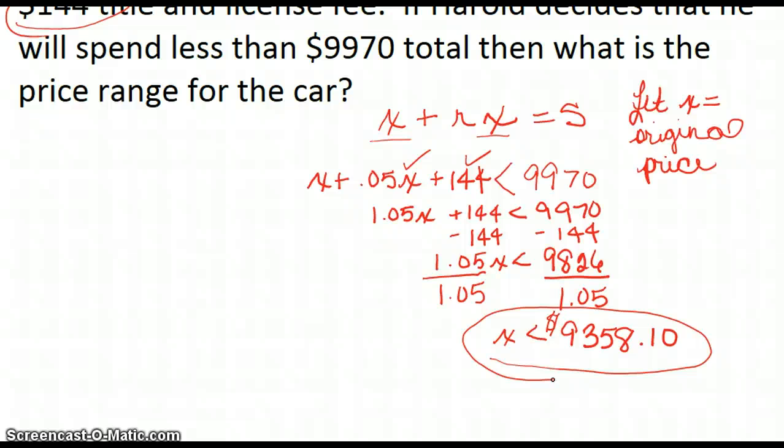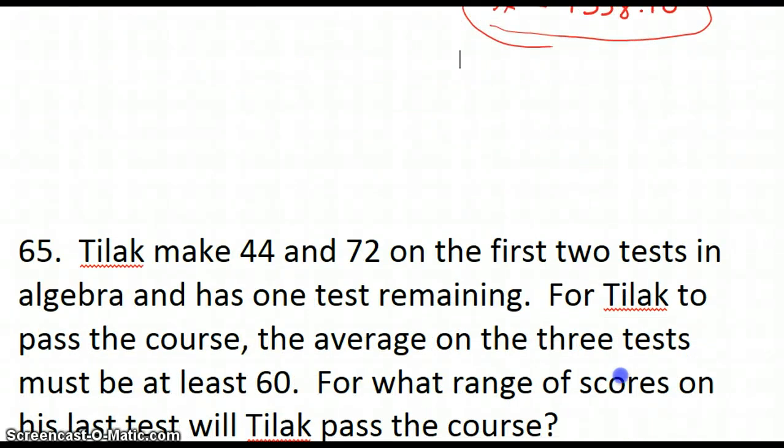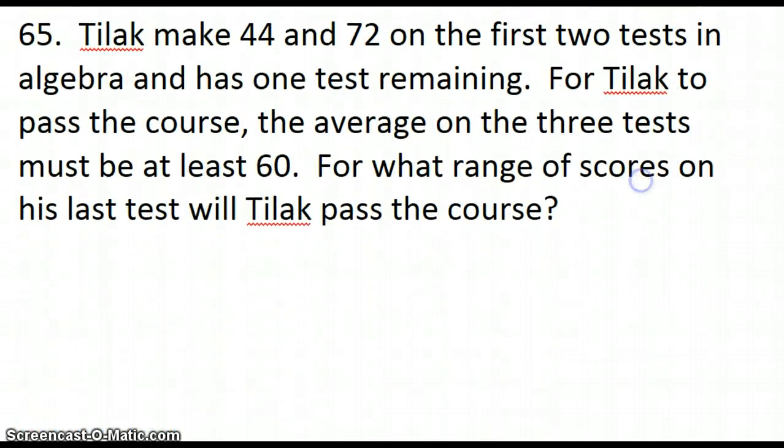Okay, let's try another one. Okay, these numbers mean that I've taken these right out of your book, so this will help you. I usually use some of the odd problems for this. So Tilak made 44 and 72 on his first 2 tests in algebra and has 1 test remaining. And we did one exactly like this in 2.8. For him to pass the course, the average on all 3 tests must be at least 60. So for what range of scores will he pass the course?